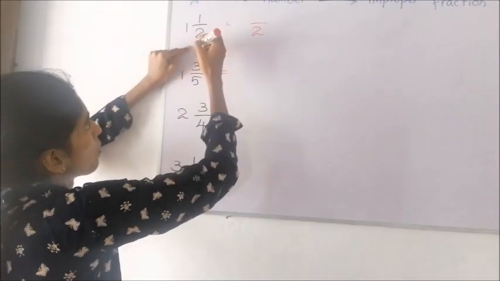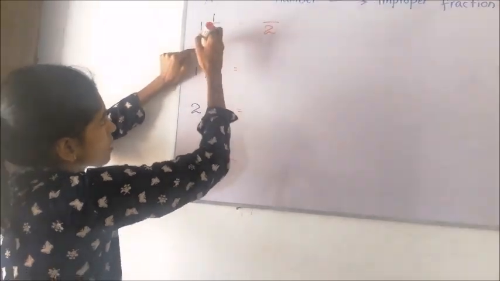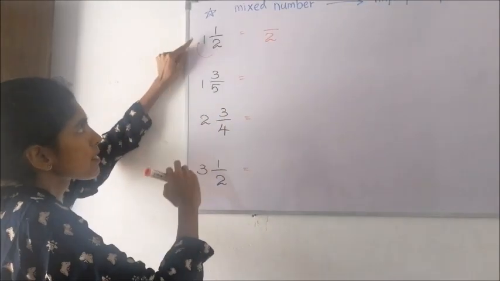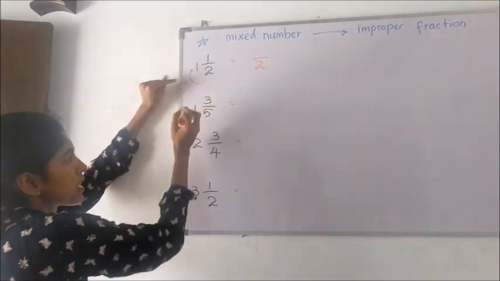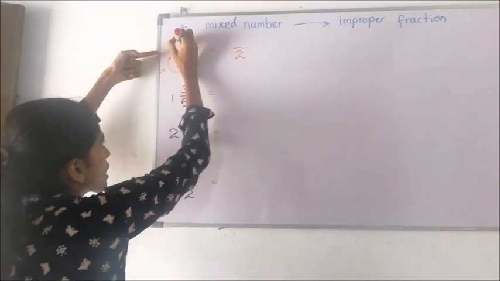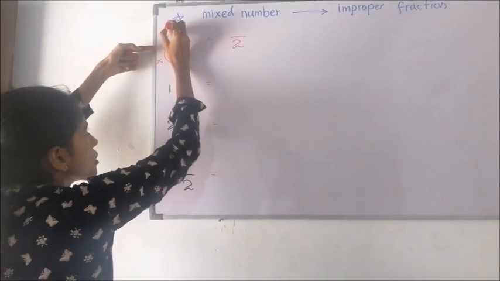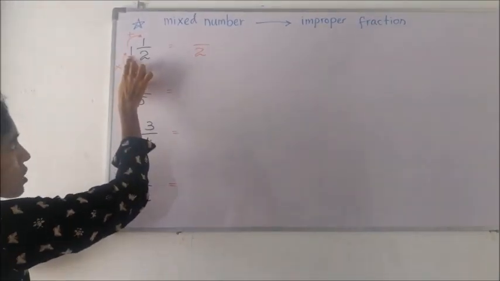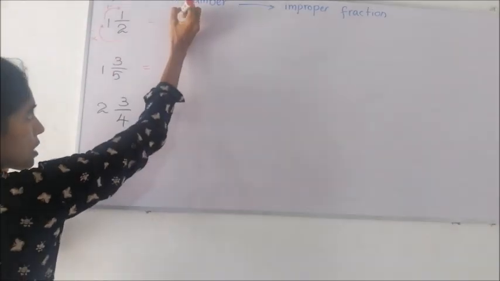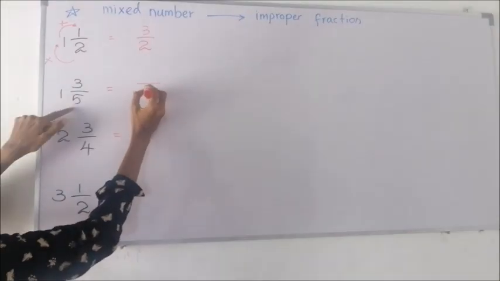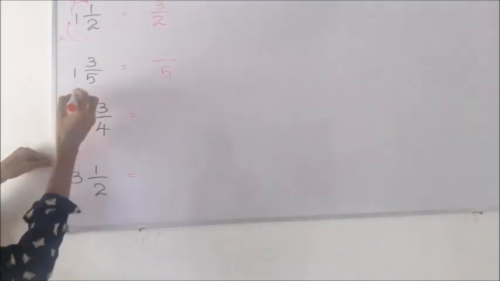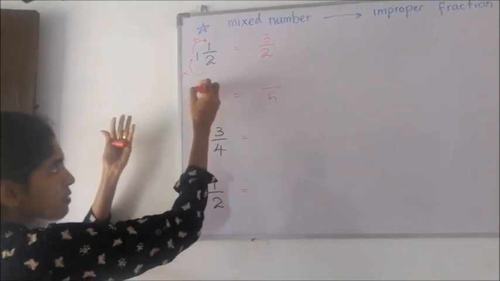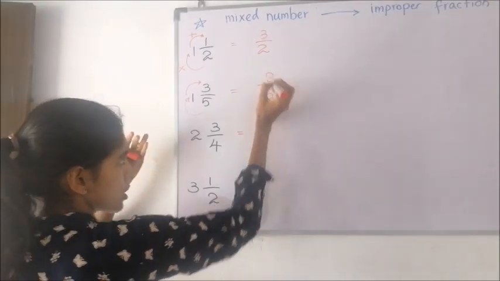Then we will go to the numerator. How? Firstly, the denominator and this whole number should be multiplied. Then to the answer we obtain, we should add the numerator. That means 2 times 1 is 2, 2 plus 1 is 3. Next, the same denominator should be written. Then what should we do? 5 times 1, 5. To that answer we will add 3. 5 plus 3 is 8.